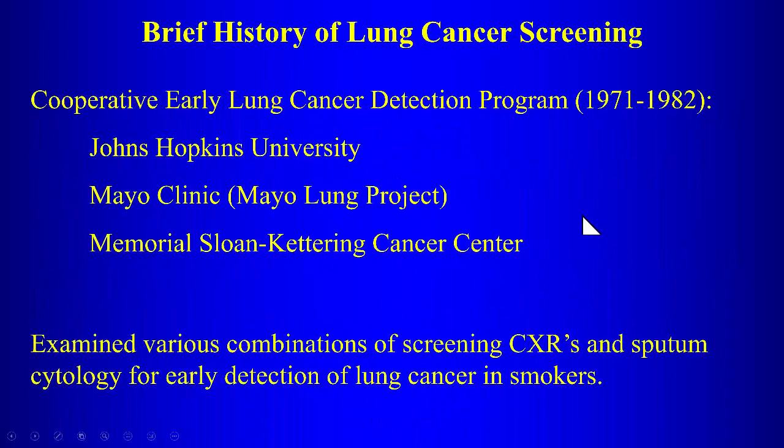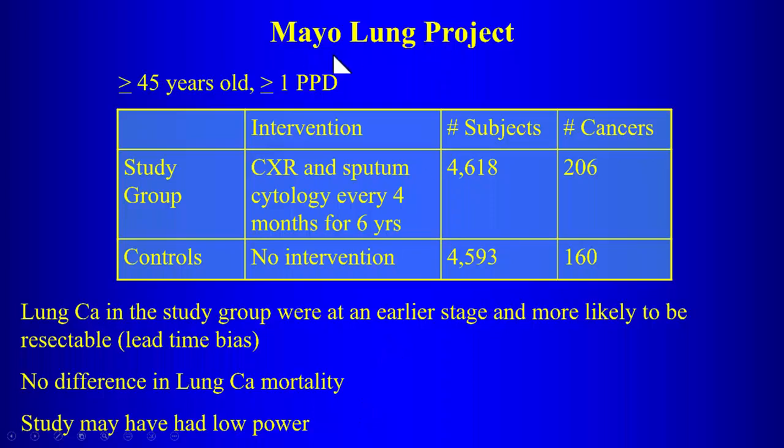So let's talk about a brief history of lung cancer screening. The studies here were done using chest radiographs, and these are the centers where those studies were done. They used various combinations of screening, chest radiographs, and sputum cytology for early detection of lung cancer in smokers. The Mayo Lung Project was the most famous of these. So here the criteria: greater than 45 years of age, greater than 1 pack per day of smoking. In the study group, patients had chest radiographs and sputum cytology every 4 months for 6 years. In the controls, of course, no intervention.